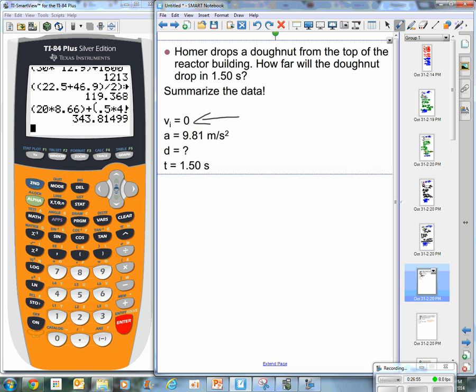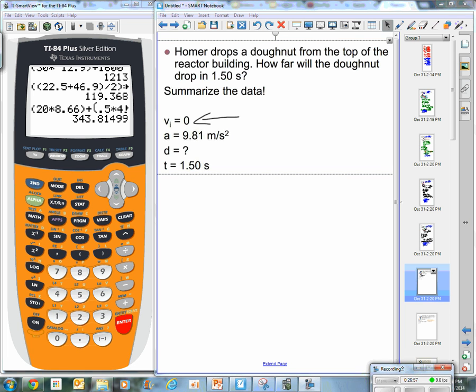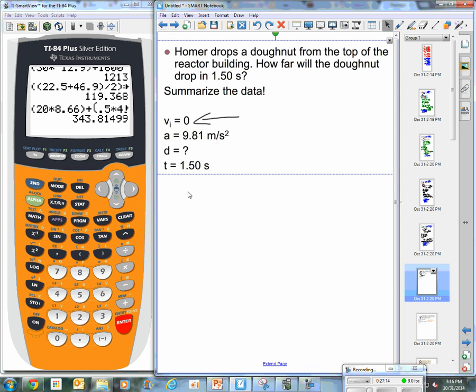It says the average acceleration due to gravity on the Earth's surface, and that's 9.81 meters per second squared. Distance is what it's asking me for, and it gives me time. So I'm going to look for a formula that, again, does not have the final velocity, and I'm with the same formula here of d equals v_i t plus a half a t squared. Well, I need to solve again for d.